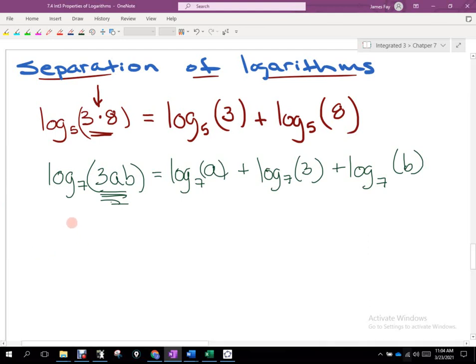What if we go, let's go log base 10 of 3x squared. Log base 10 of 3x squared.